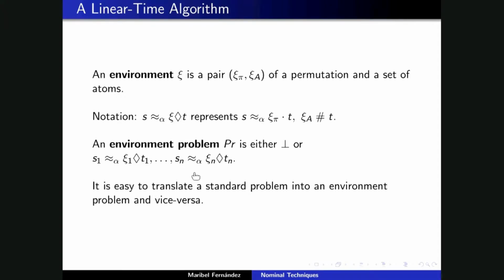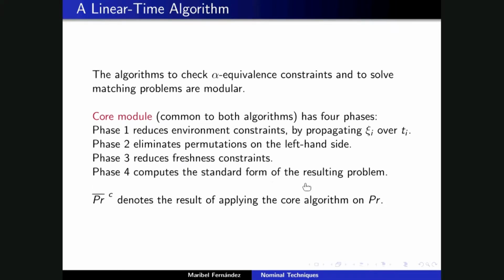So an environment problem will be just a list of those equality problems. We will represent our matching problem in this way, at the beginning just with an empty set of atoms. But these things will grow as the algorithm applies. The algorithm will apply simplification rules, taking into account that each time a permutation is generated, it needs to be added in this environment. Each time freshness constraints are generated, they need to be added in the environment. And so we'll do these phases of simplifying our environment constraints.